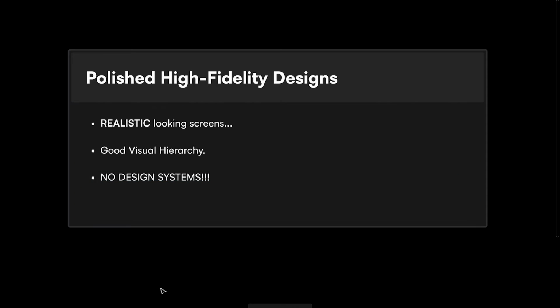Okay, the next is please do not show your design systems. They are totally irrelevant. Nobody wants to see them. It doesn't help the recruiter make any decision about you, because unless you made the design system from scratch, which is going to be quite unlikely, don't show it.